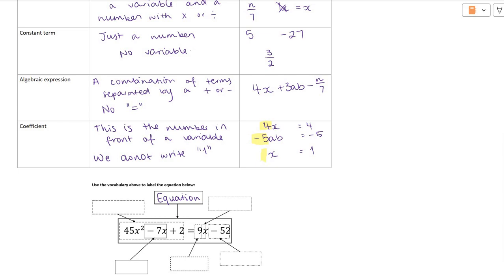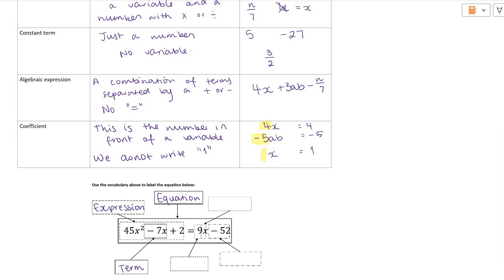If I then go to that second biggest box, being that dashed line to the left, that's showing me 45x squared minus 7x plus 2, and that is an expression. Okay, so an expression being a combination of different terms separated by those pluses and minuses. That next box down to the left, I have negative 7x. That's a combination of a variable and a coefficient, so it's a term with the coefficient of x being negative 7.